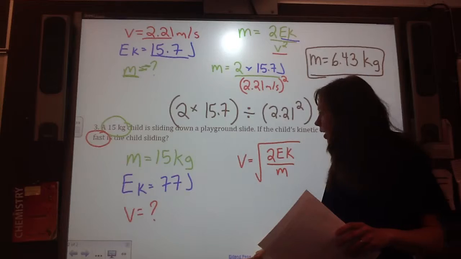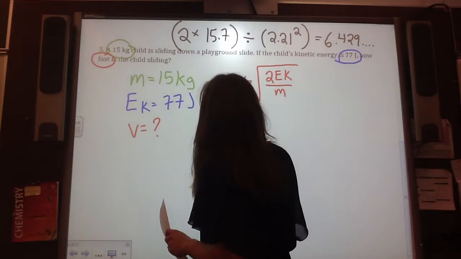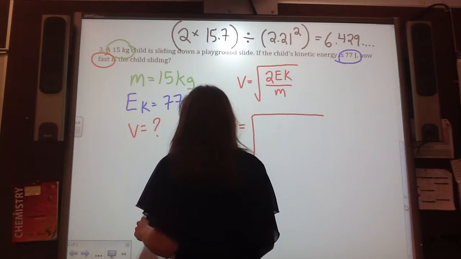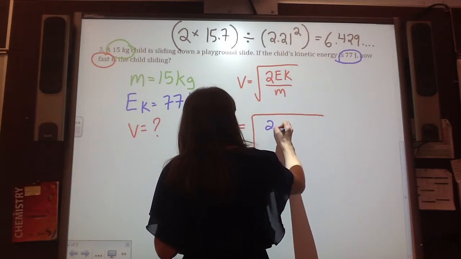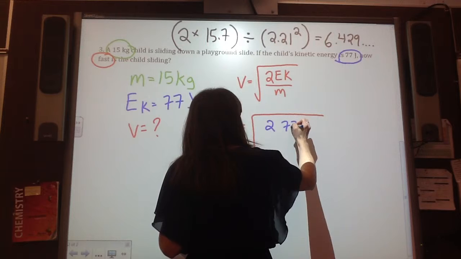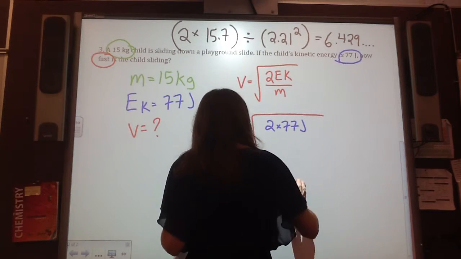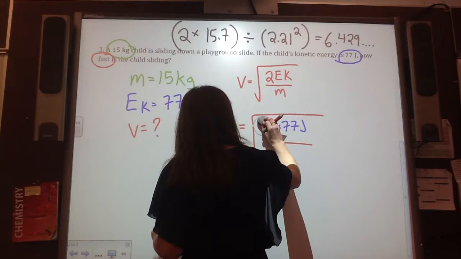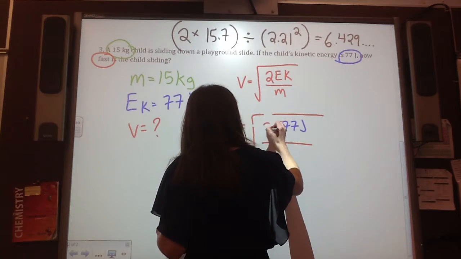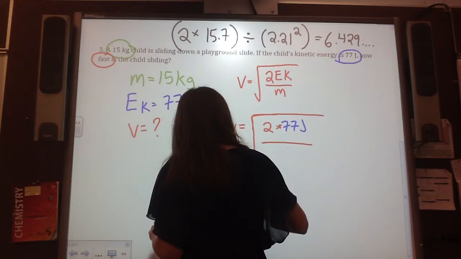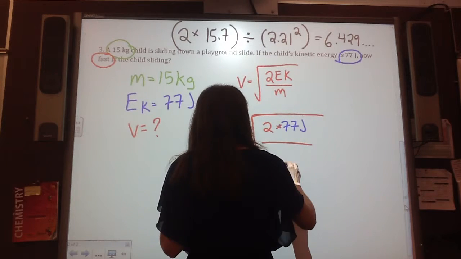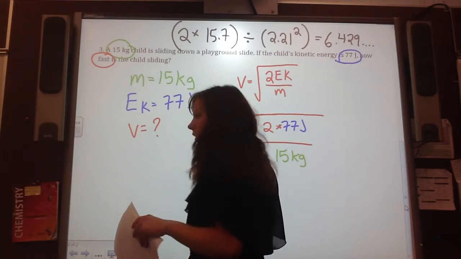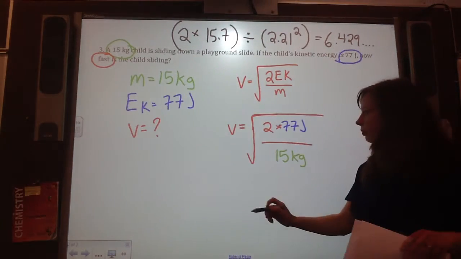So now we just plug in what we know. So V is equal to the square root of everything, 2 times 77 joules divided by 15 kilograms. So when you're putting this into your calculator, you got to be careful.